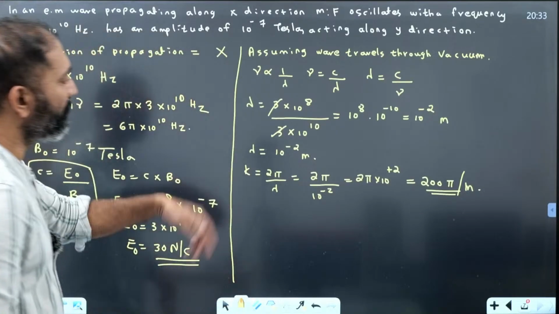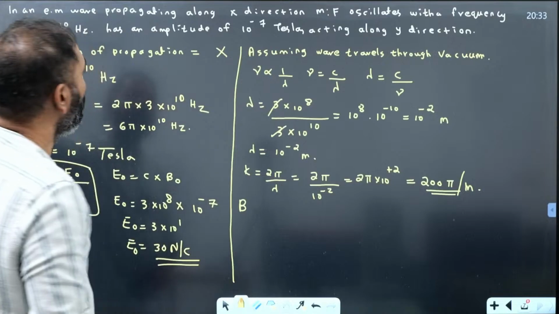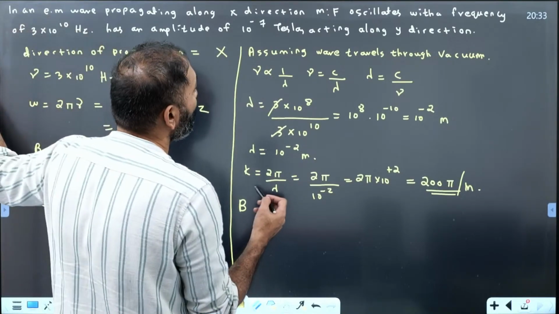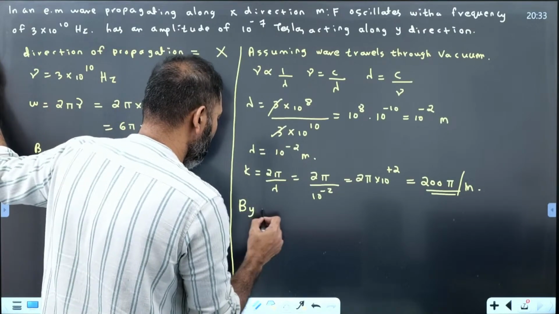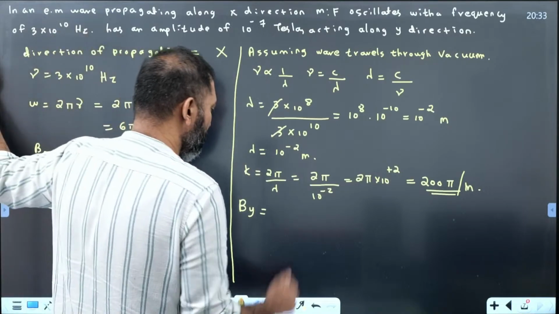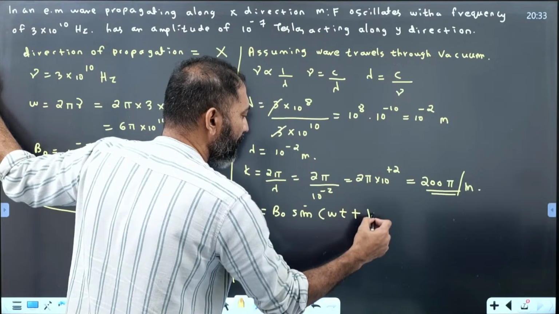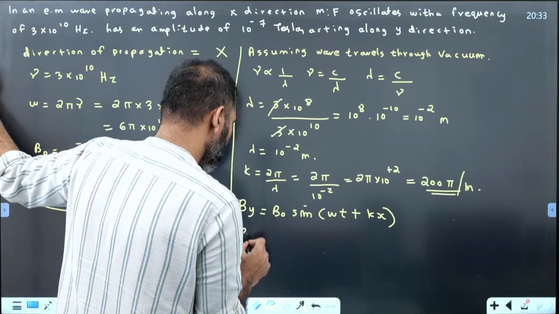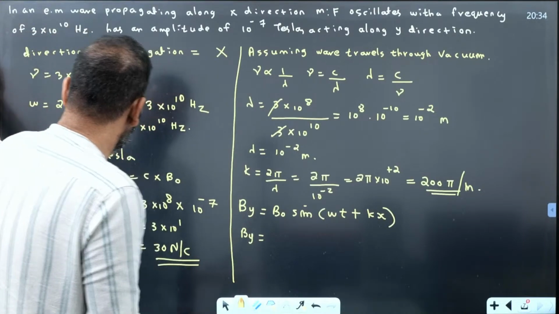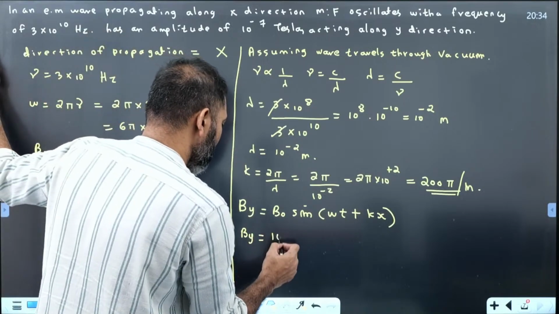Per meter. K becomes unit per meter. Now what is the electric field along x direction, 10 raised to minus 7? So what is the magnetic field along y direction? Magnetic field is along y direction and the electric field is along x direction. So By is equal to B0, what is the standard formula? Sin omega t plus kx. So By is equal to B0. What is the B0 value? We found out B0, right? 10 raised to minus 7.